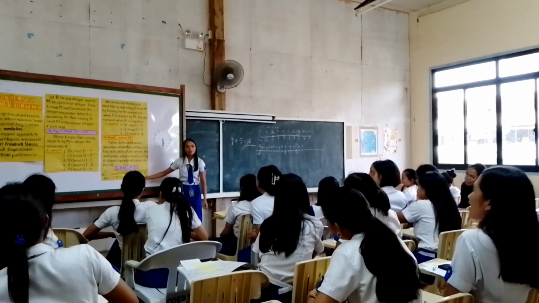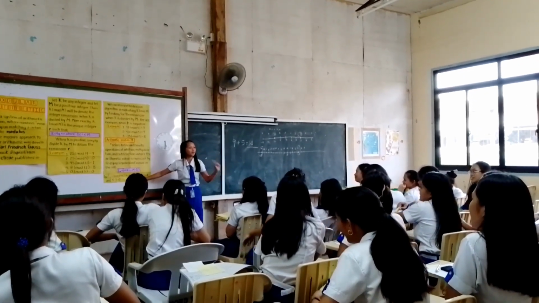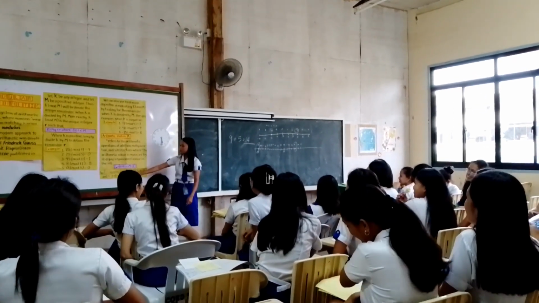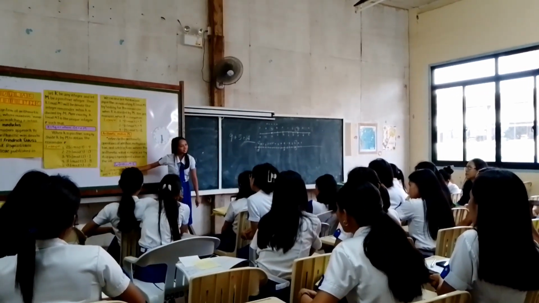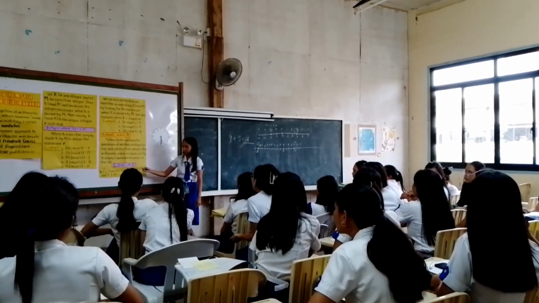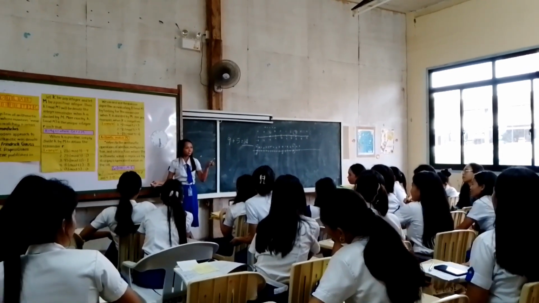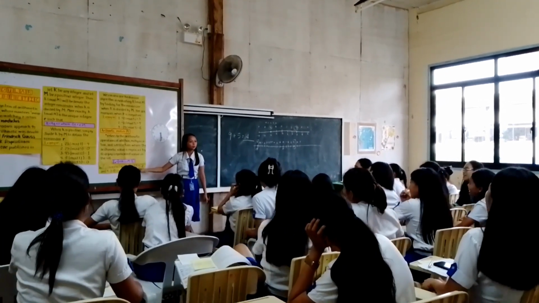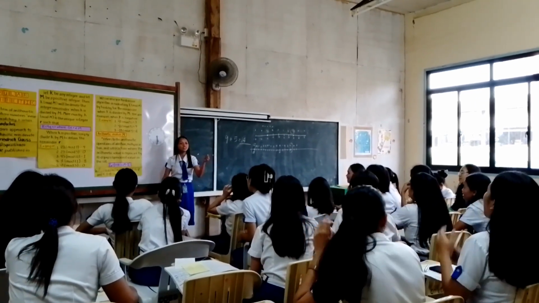Let's check. 4 plus 2 equals 6. Remember it is modulo 6. 6 divided by 6 equals 0, no remainder. Sorry, 5 plus 4 is 9. 9 divided by 6 is 1, remainder 3.